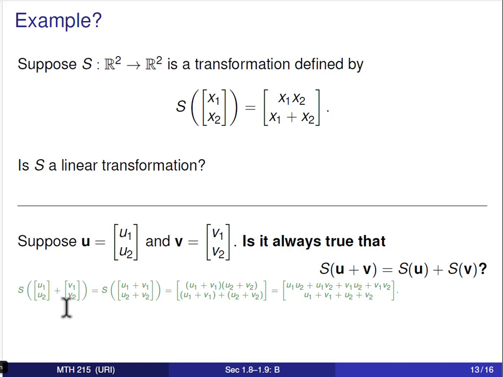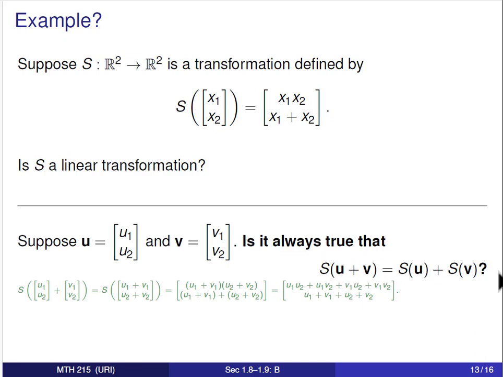And I know that if I were to add those together, I would just add across. This tells me the rule for computing S of something. So (u1 plus v1) times (u2 plus v2), and then I've got the sum down below. And then, because it's multiplication here, if I were to simplify, I'm actually going to distribute through, and I'll end up with 4 added terms on the top, and 4 added terms as we'd expect on the bottom. Okay, that's S of u plus v.